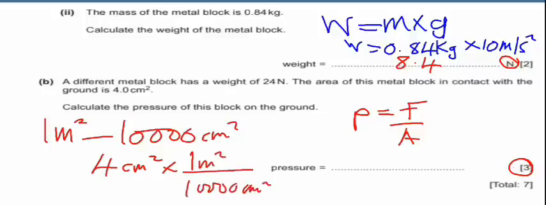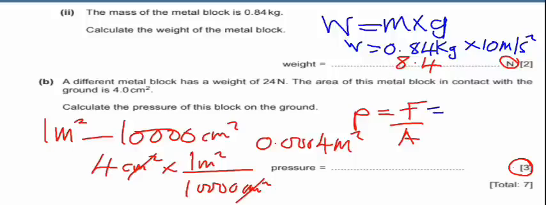centimeters squared. So centimeters squared and centimeters squared are going to cancel each other. Then when I multiply 4 by 1 meter squared, I'm going to get 4 meters squared divided by 10,000, I'm going to get 0.0004 meters squared. So this one is our area that we are going to use to calculate the pressure.